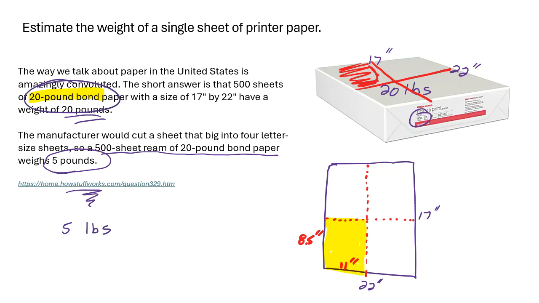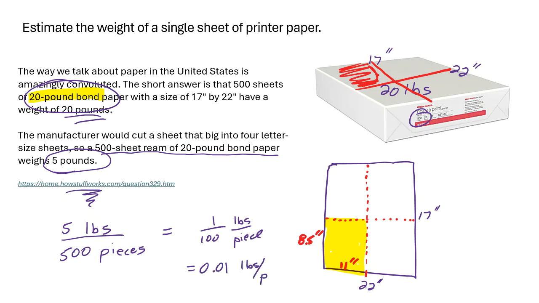So when you read this, it's telling you, you could divide that by 4, and that's how much 8.5 by 11, 500 pages would weigh. So 500 pounds, 500 pounds. No, I don't want that much paper. 5 pounds for 500 pieces. If I divide that, I get 1/100 pounds per piece. Or we could write that as a decimal, 1/100th of a pound per piece.